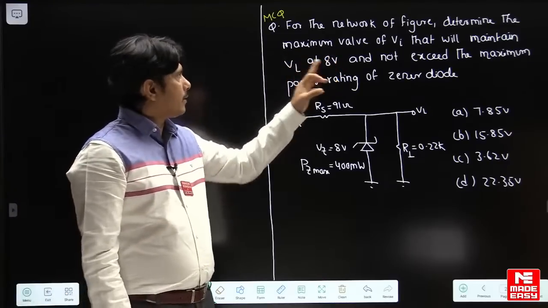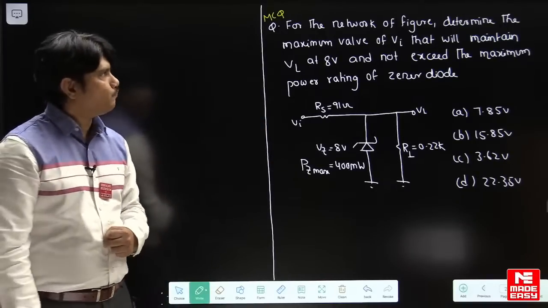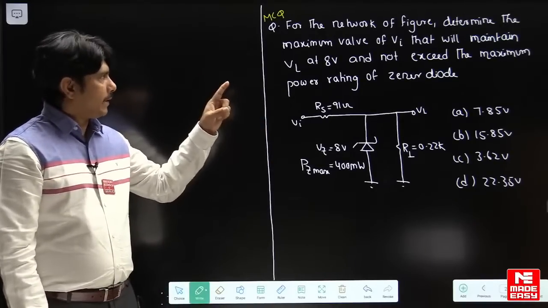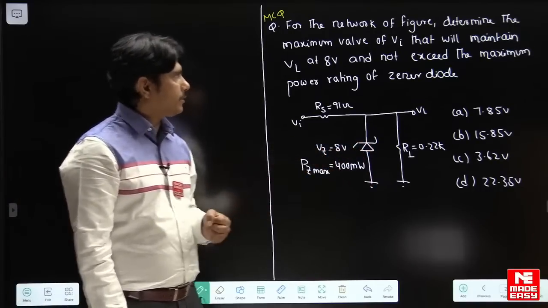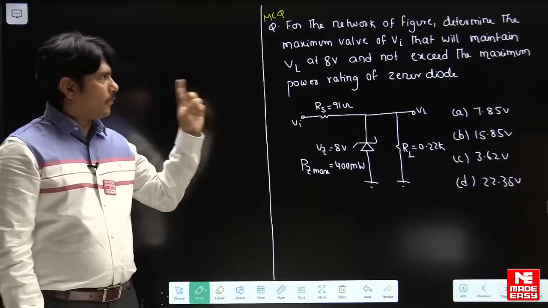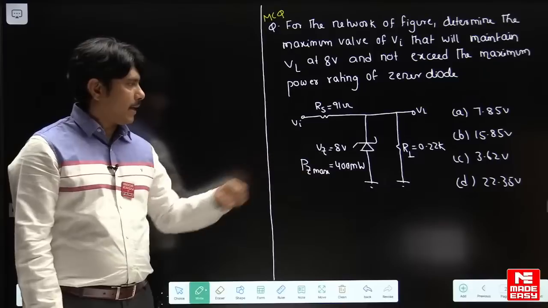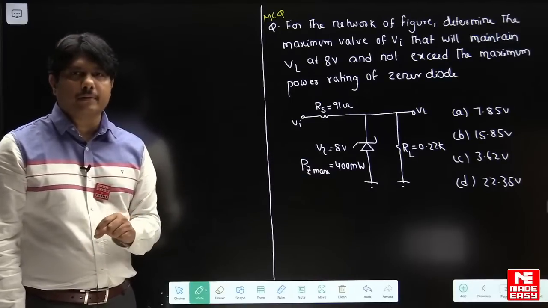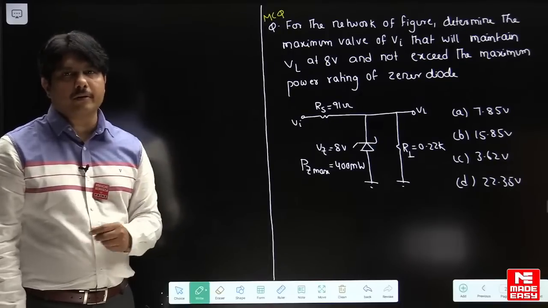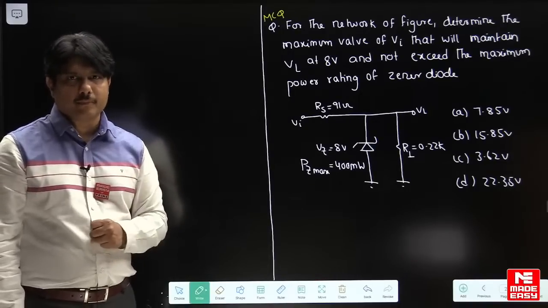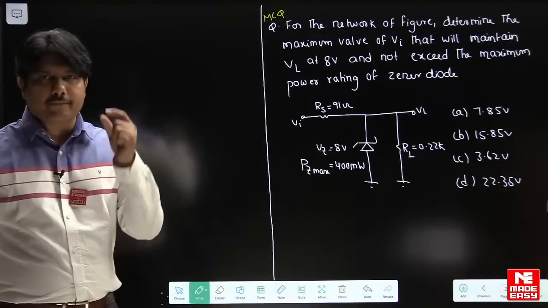For the network of the figure, determine the maximum value of Vi. You have to find out the maximum value of Vi that will maintain VL at 8 volts, which is the Zener voltage, and not exceed the maximum power rating of the Zener diode. He has given some maximum power rating. You can see PZ max he has given is 400 milliwatts. He is telling how much the input maximum we have to keep such that the output voltage will not change from 8 volts.